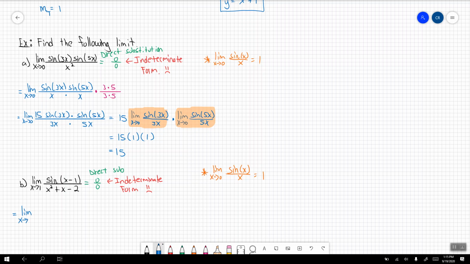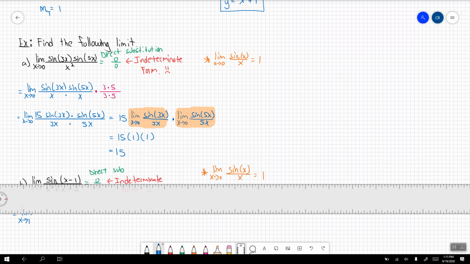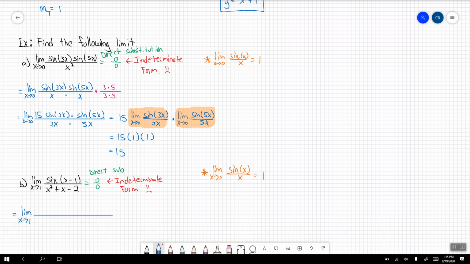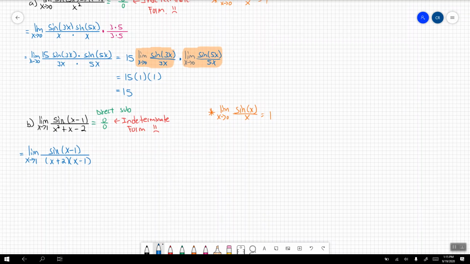So the limit as x is approaching 1. Let's see if we can get it here. All right. Denominator, I believe it's factorable: x plus 2 times x minus 1. Numerator stays exactly as is. So now we can see, hey, this kind of does match here. Okay, but we've got to do a little bit more work now. Let me see if we can simplify this just a little bit more.